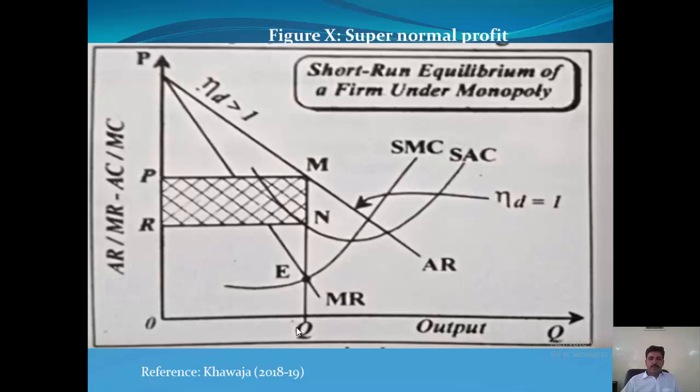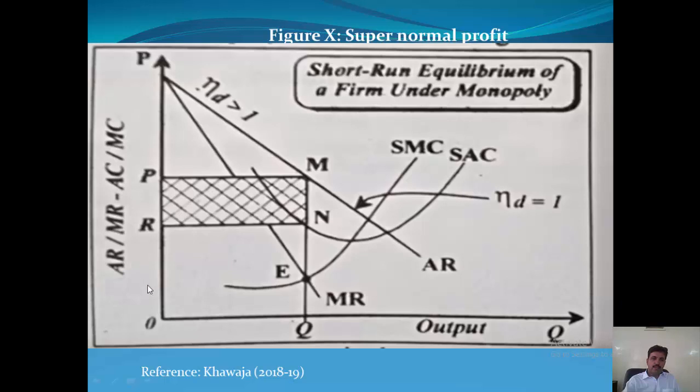Now, in order to find out the price and the cost, we extend this equilibrium position E upward. When we extend it upward, it meets the average cost curve at N and the average revenue curve at M. This means that the price QM is equal to OP, because we discussed earlier that the average revenue curve is actually the demand curve. So the point on it will give us the price. So OP is equal to QM is the price, and OR is equal to QN is the cost.